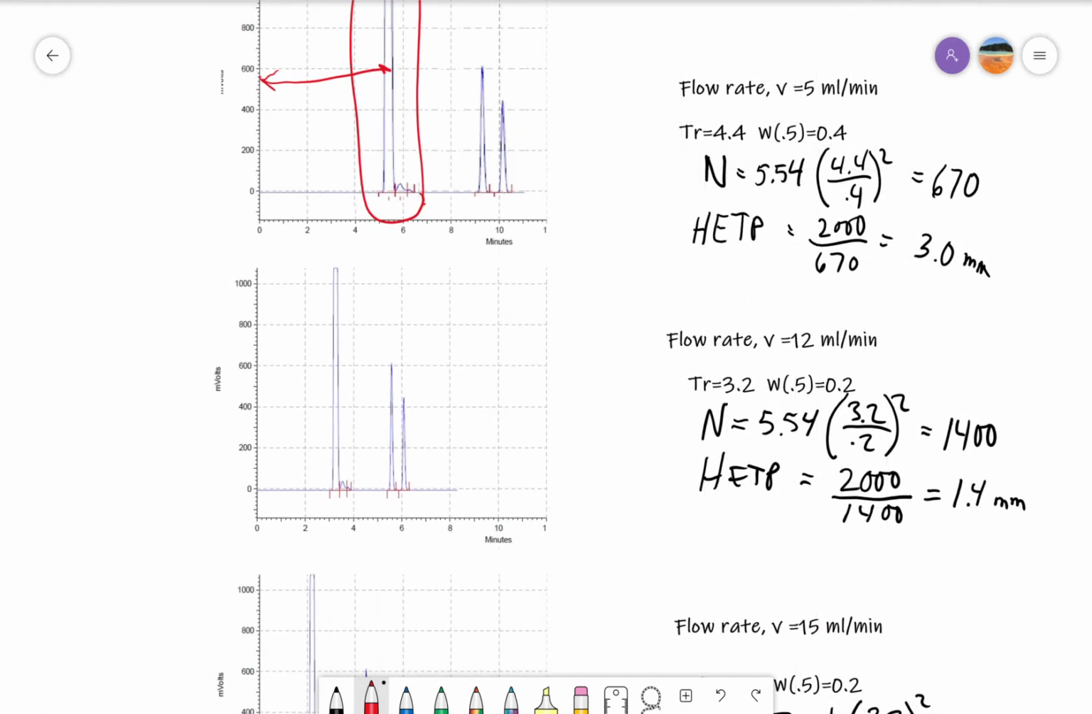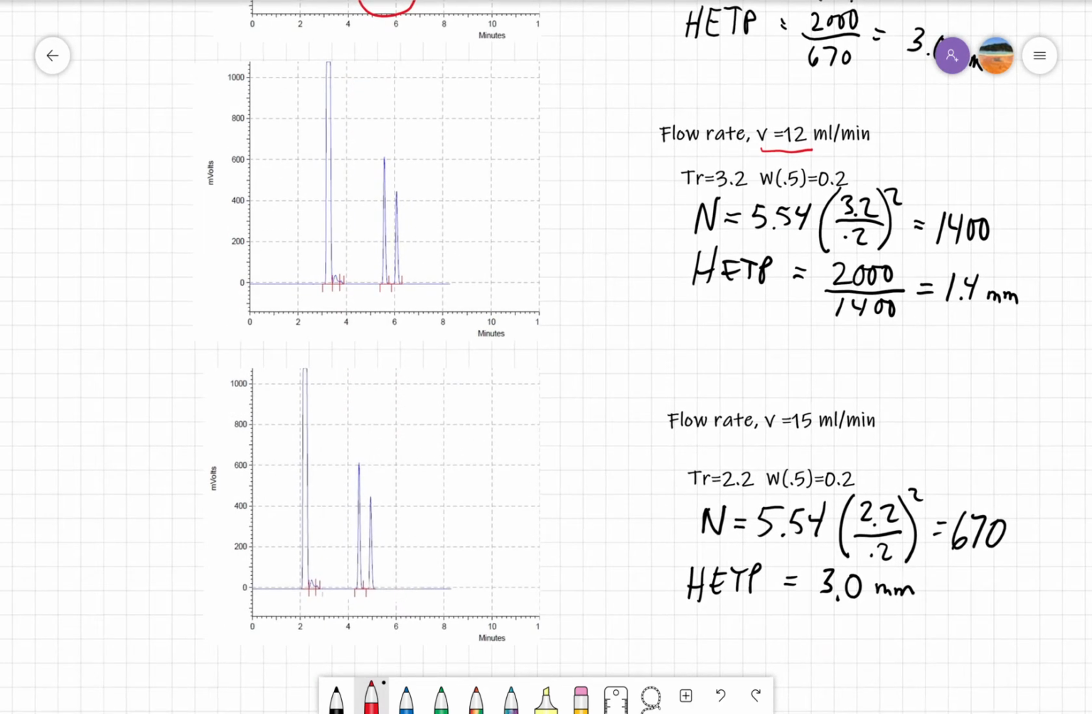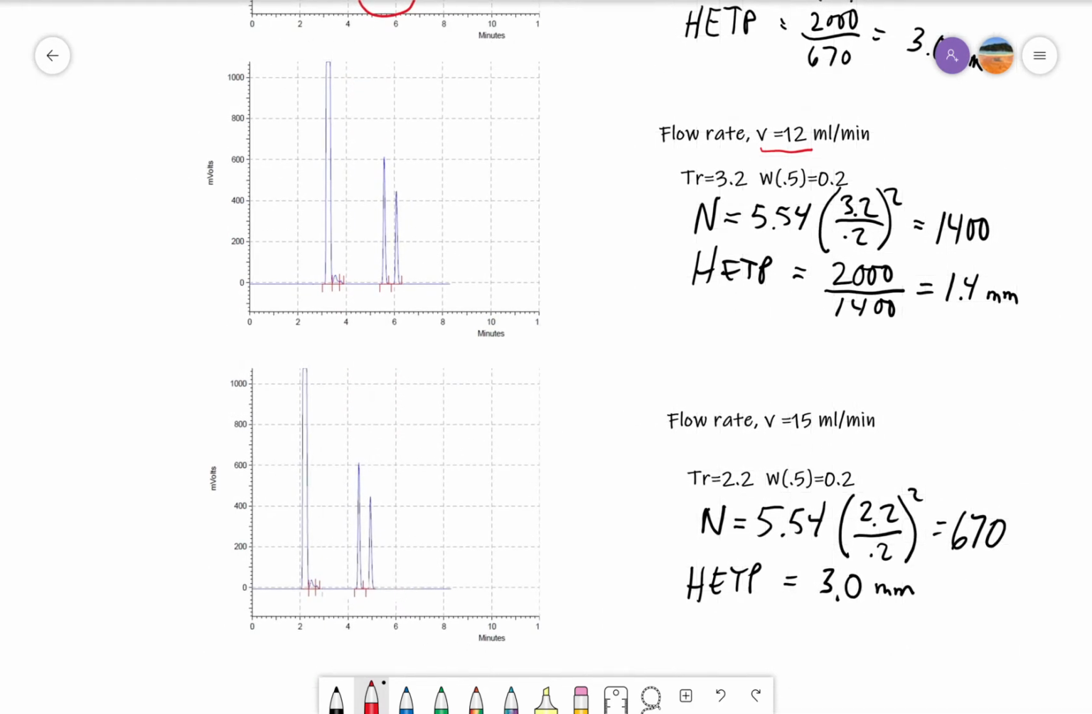If we look at the second one, we see that I've increased the flow rate to 12 milliliters per minute, and the retention time has gotten shorter because of the higher flow rate to be 3.2 minutes. And in the last one, I've really jacked up the flow rate to about 15 milliliters per minute, and the retention time is now down to about 2.2 minutes.